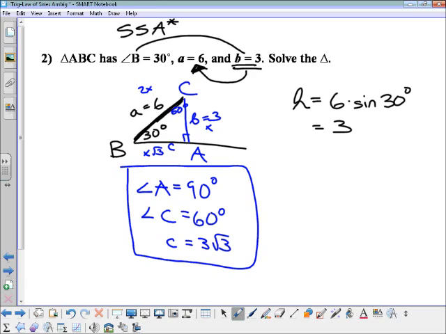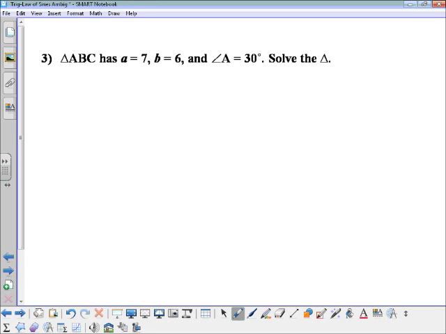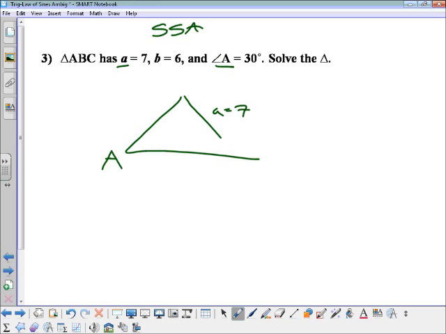Okay, last example. Then you can go to sleep. Okay, triangle ABC again. Has A equal to 7, b equal to 6, and angle A equal to 30. Again, you know it's side-side angle, A, A. Okay, draw the picture. Angle has to be down here. Side opposite has to be over here. Okay, other side given has to be up here.